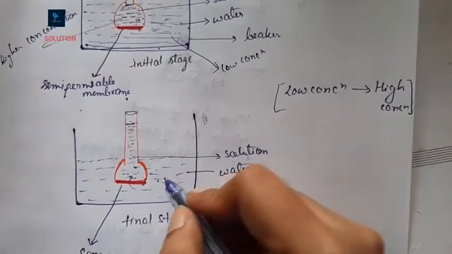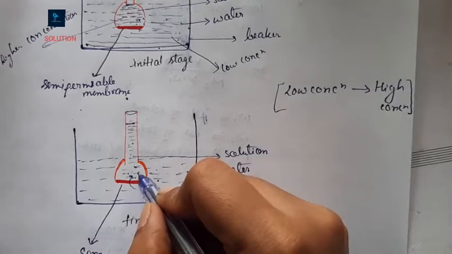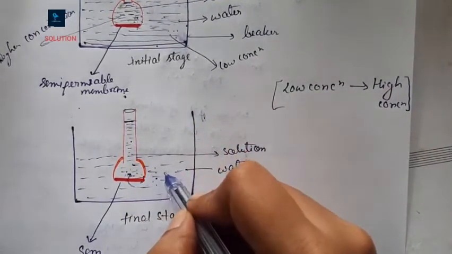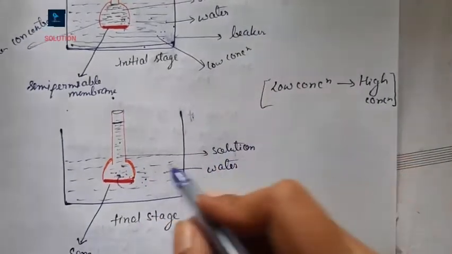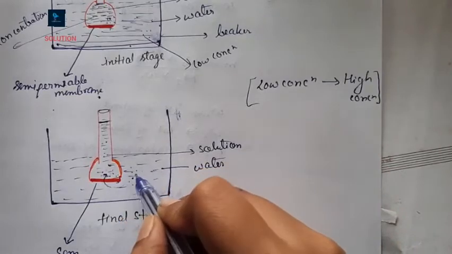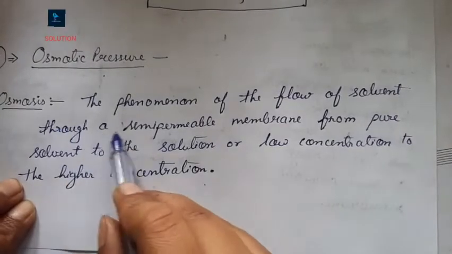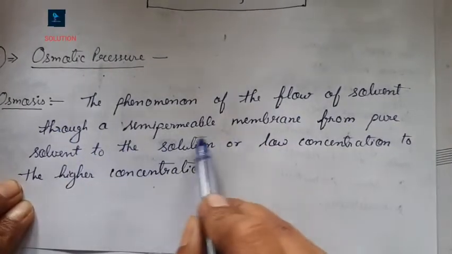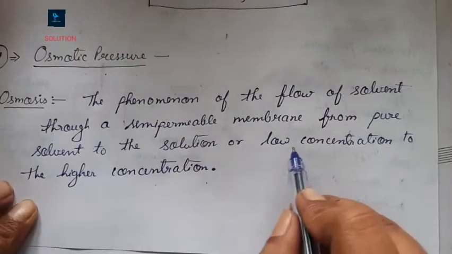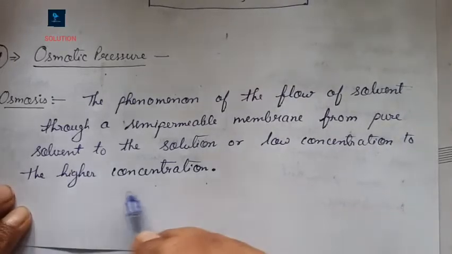After water enters through the semi-permeable membrane into the thistle funnel, the level increases till the outside and inside concentrations become equal. So here the solvent moves from the lower concentration to the higher concentration. According to osmosis, it is the flow of solvent through a semi-permeable membrane from pure solvent to the solution, or you can say the flow from low concentration to higher concentration.